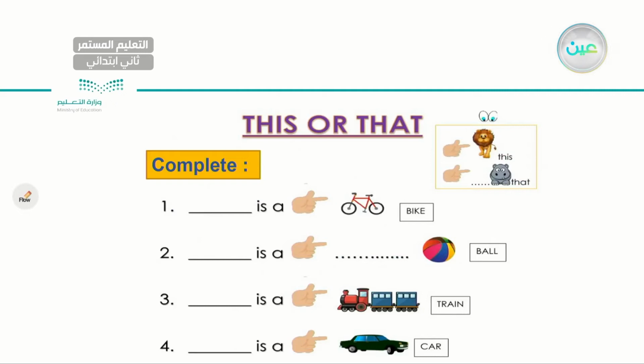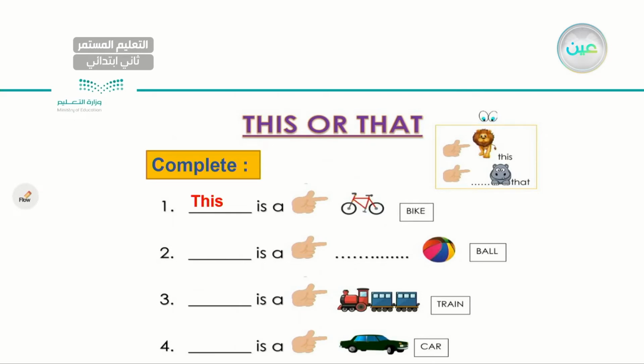Okay. So let's have more exercises to check your understanding. Complete: is a bike. So it's either this or that according to the location of the bike. Is it near me or is it far away from me? So for number one, the bike is close. This is a bike. Very good. This is a bike.